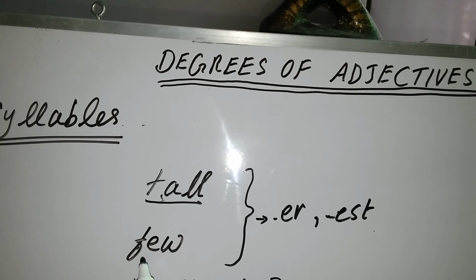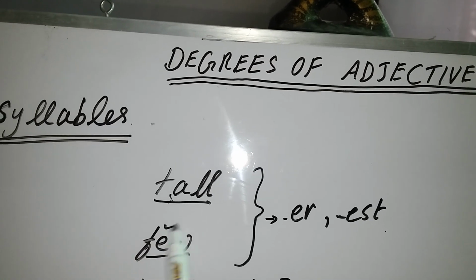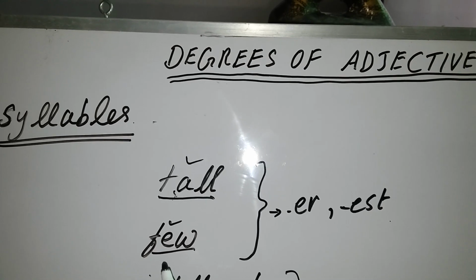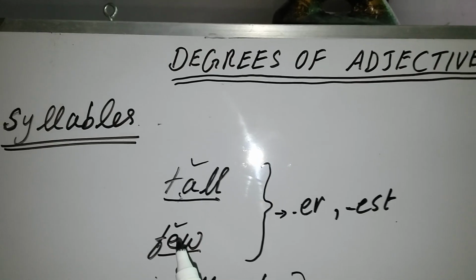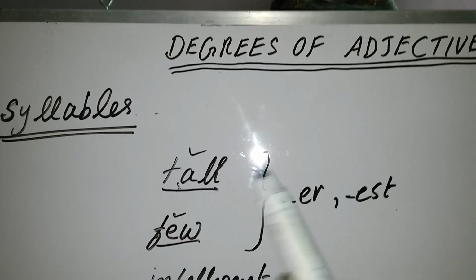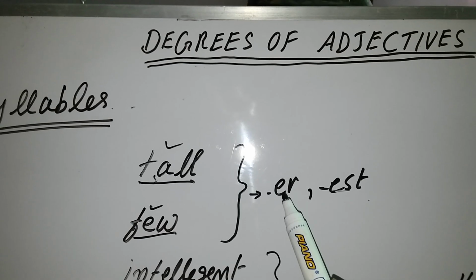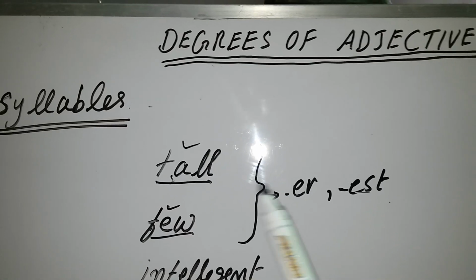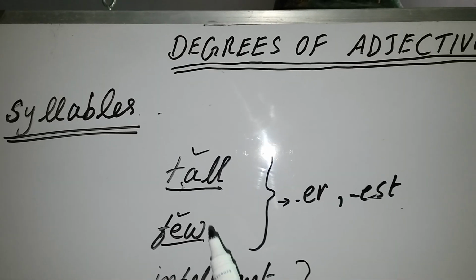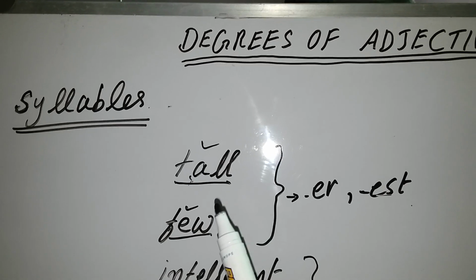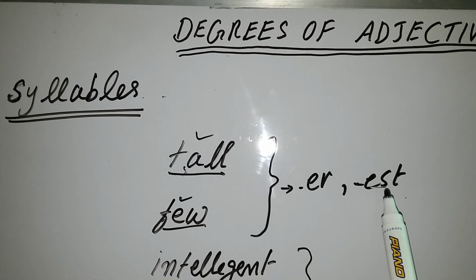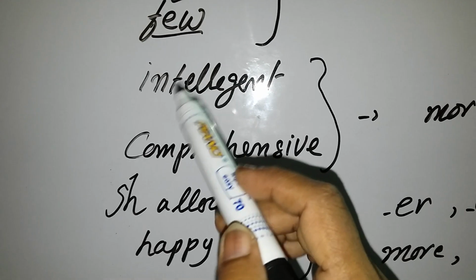Similarly, look at this word. This is written few. There is only one vowel, just like tall. So it cannot be divided into different units because it is a one unit word. Whenever you find a one unit adjective, you will convert it into second and third degree by using er and est. Always remember, tall, taller, tallest, few, fewer, fewest. When you find only a one unit adjective word, you will convert it into comparative and superlative degree by using er and est.